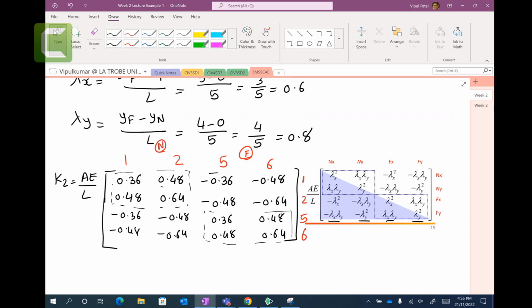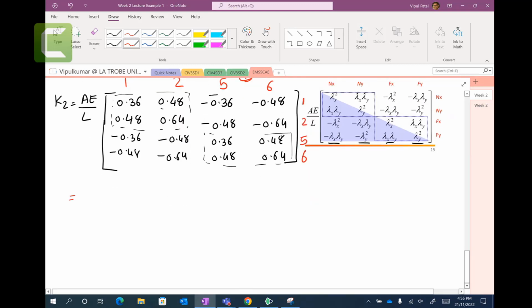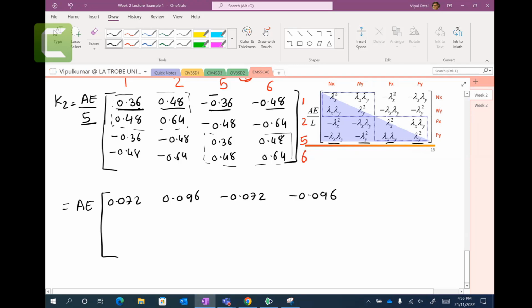Questions? There are no questions coming up, so all good. Okay, so that's all good now. Now we can just multiply this one inside because we can substitute this length is 5. So AE and 0.36 divided by 5. That will give you 0.072. It is just 0.36 divided by 5. 0.48 divided by 5 is 0.096, minus 0.072, minus 0.096. I just divided the whole thing by 5, okay?